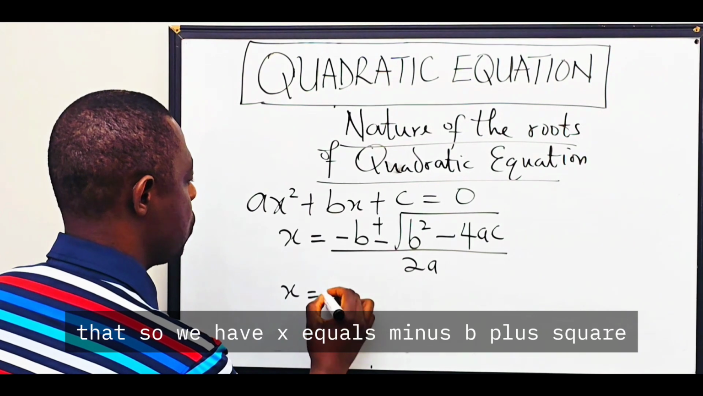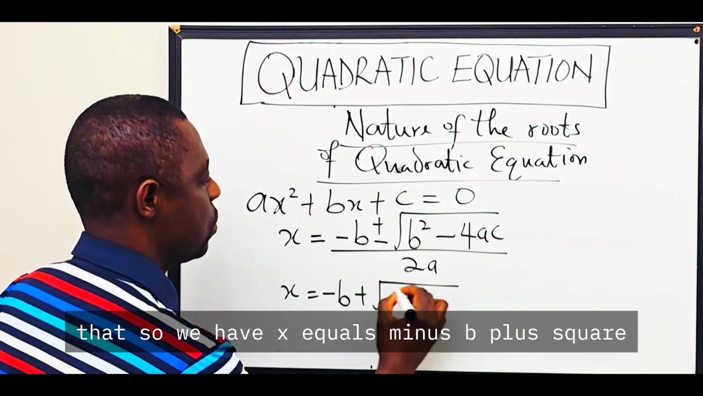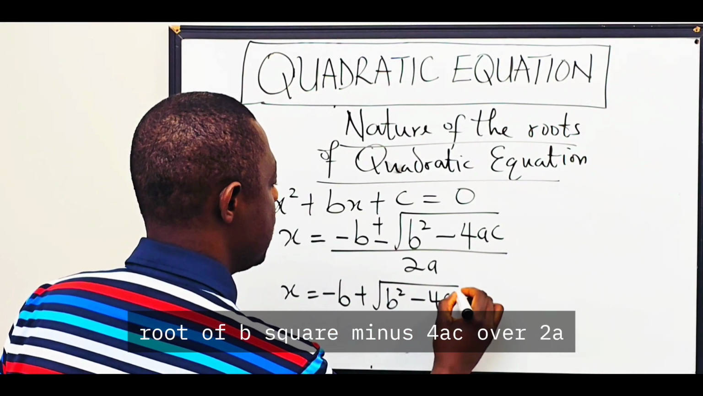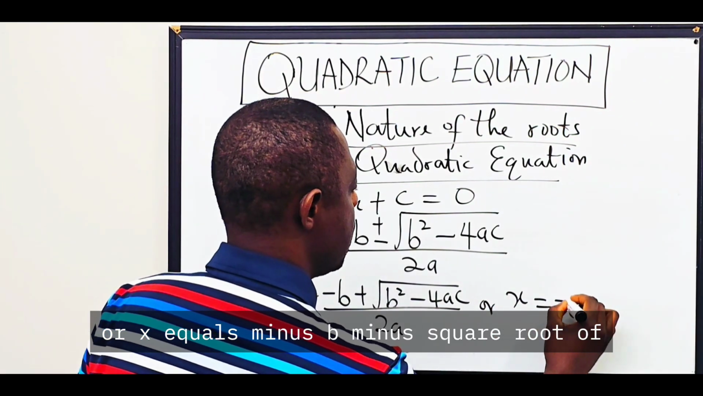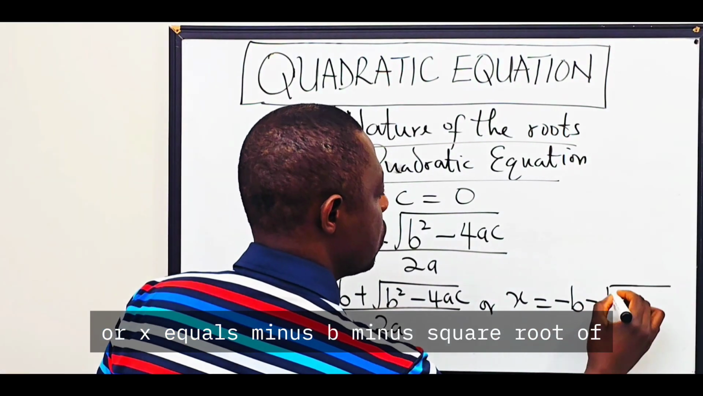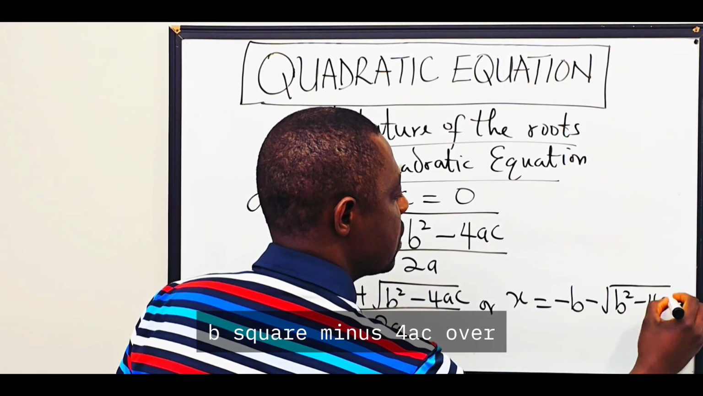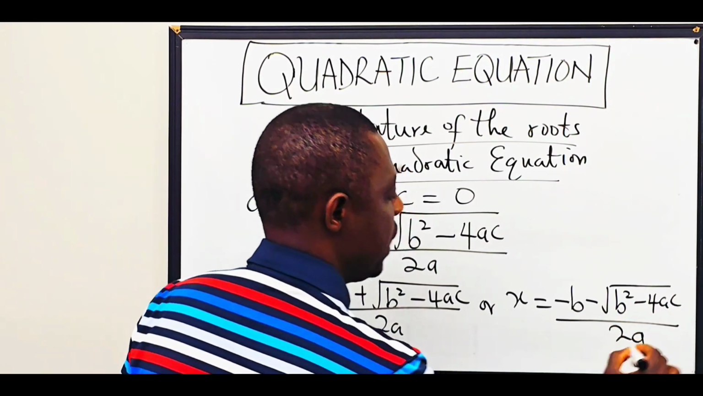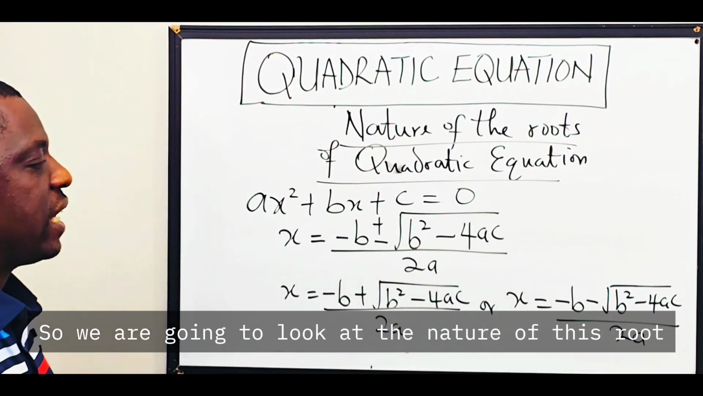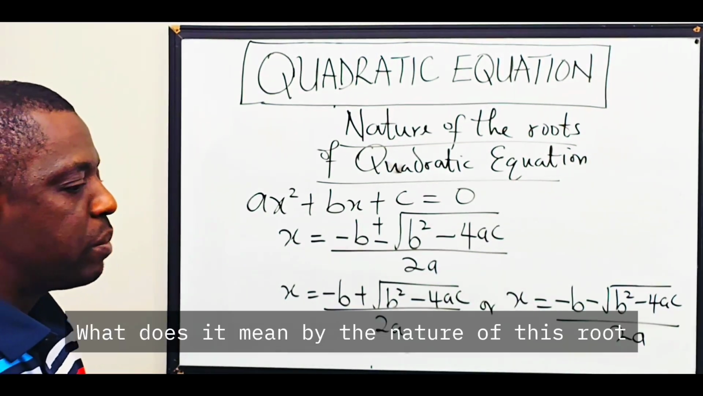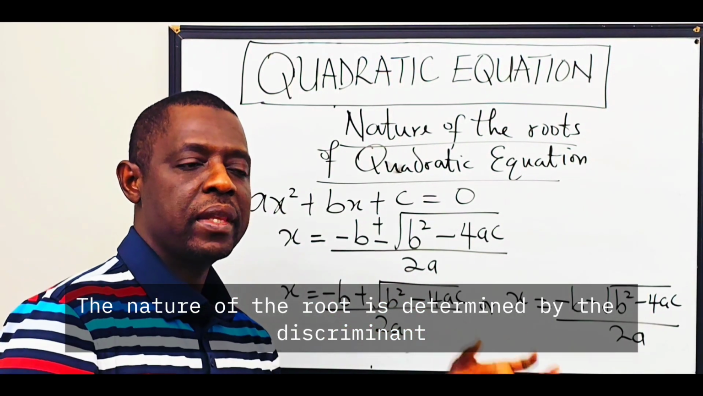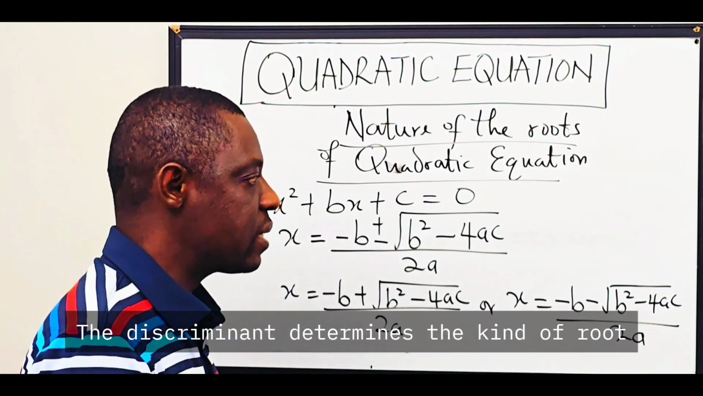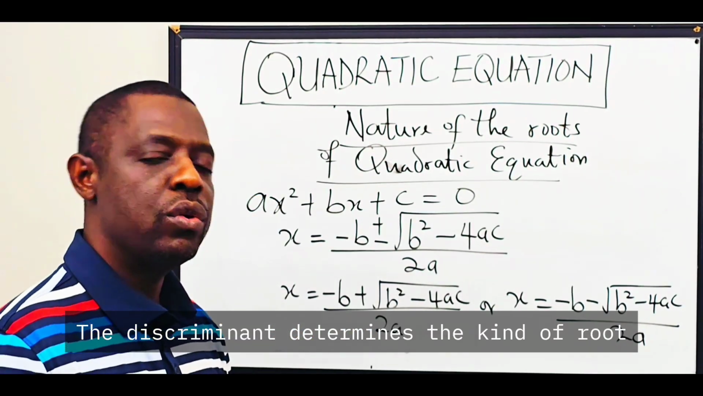So we have x equals minus b plus the square root of b squared minus 4ac over 2a, or x equals minus b minus the square root of b squared minus 4ac over 2a. So we're going to look at the nature of this root. What does it mean by the nature of this root? The nature of the root is determined by the discriminant. The discriminant determines the kind of roots you're going to have.